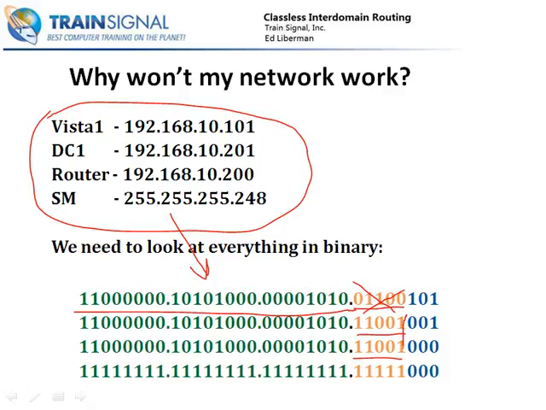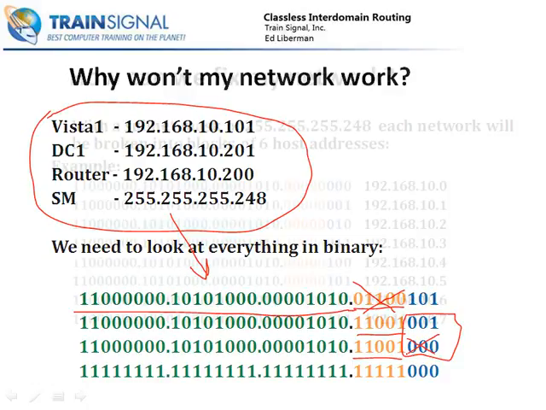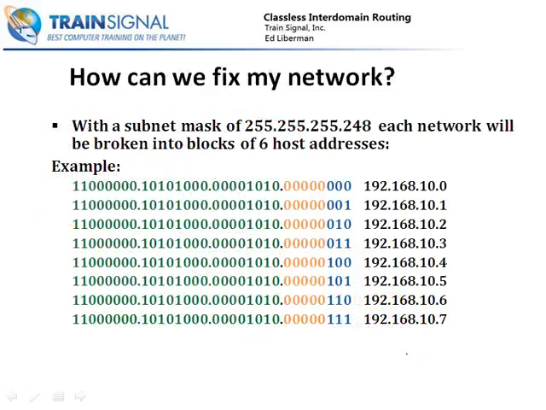Now these two would both be on the same network, so they have to have unique host IDs, and they do. Oh, but wait a minute. This one has all zeros, which means that is not even a valid IP address within this network. So this network, the way I've set it up, is not going to work. Now what can we do to fix my network?